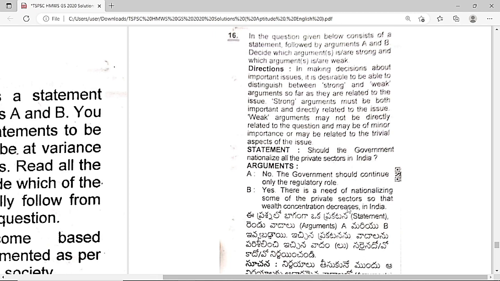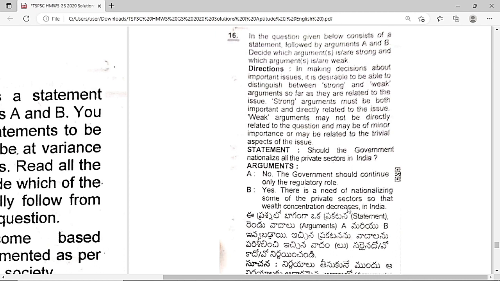You can see clearly 80% of the wealth of India is present in only 20% of the people, and the remaining 20% of the wealth is present in the 80% of the people. So this is the wealth concentration. Only a few people have more money. So this we can decrease by nationalizing some of the private sector banks.